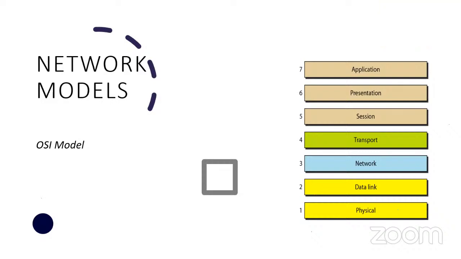Yes, it's better. So the DoD, Department of Defense, has another one. I think that one just made application, presentation, and session into one, and then has transport, network, and then made data link and physical layer into one. So it has just 4 layers. But we'll be talking about OSI. If you understand OSI, DoD will be very easy for you to understand.